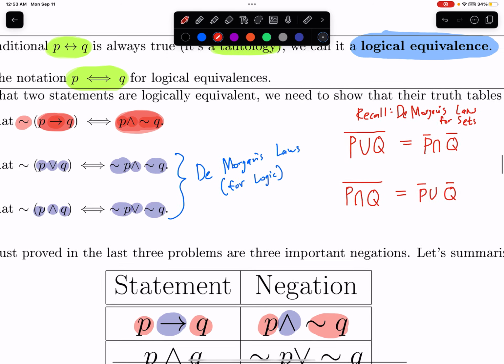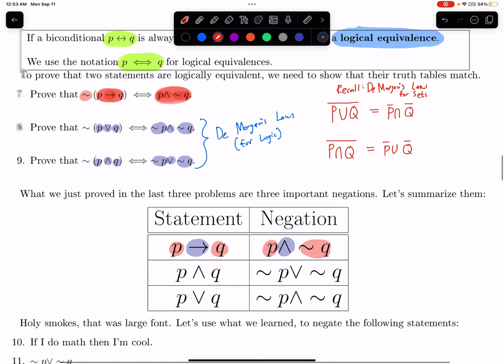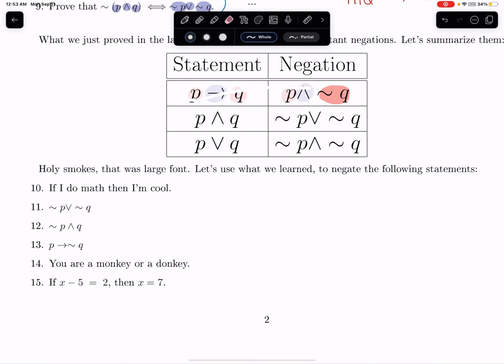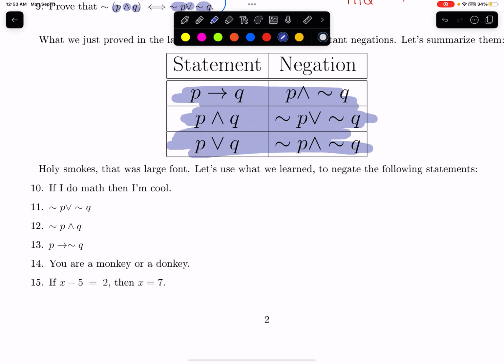Sets. All right, guys. So almost there. Last few questions are just to apply what's here in this table. If you look at this table, it tells us how to negate things, right? So we're just applying this. All right, let's do number 10.